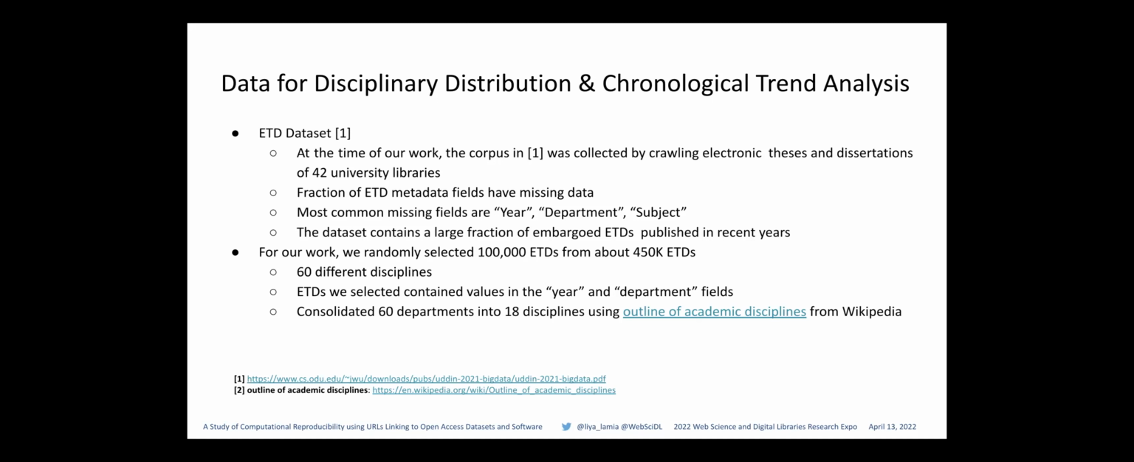And also while selecting the ETDs, we made sure that the ETDs contained values in the year and department fields. We also noticed that most of the departments were closely related. So for that purpose, we consolidated 60 departments into 18 disciplines using the outline of academic disciplines from Wikipedia.